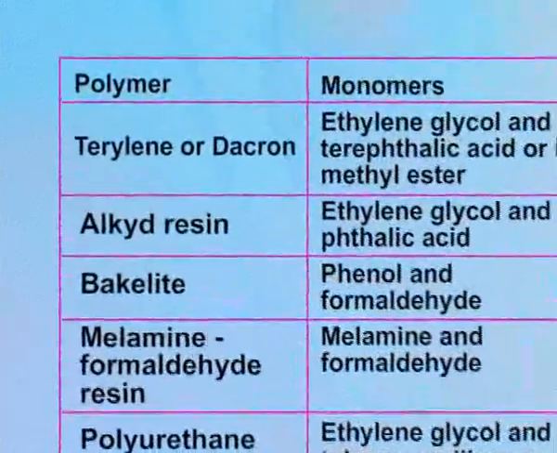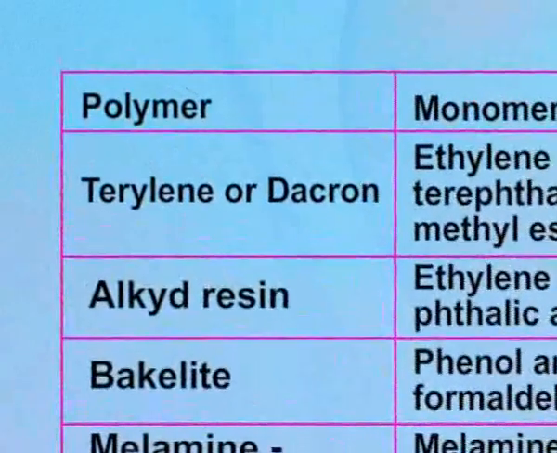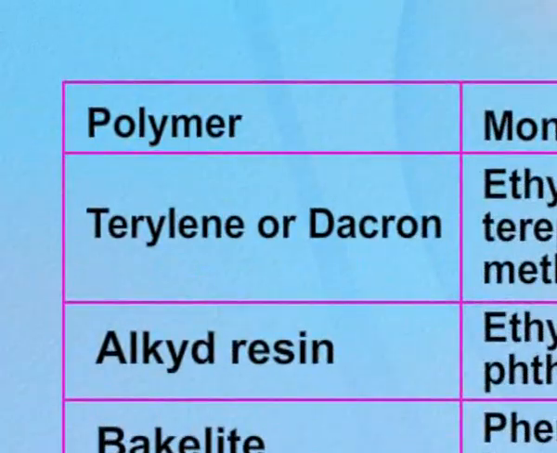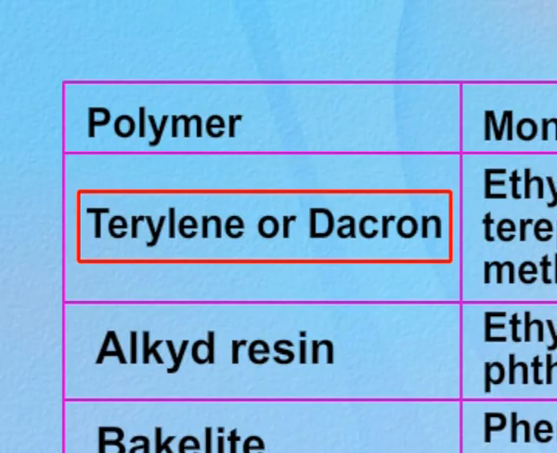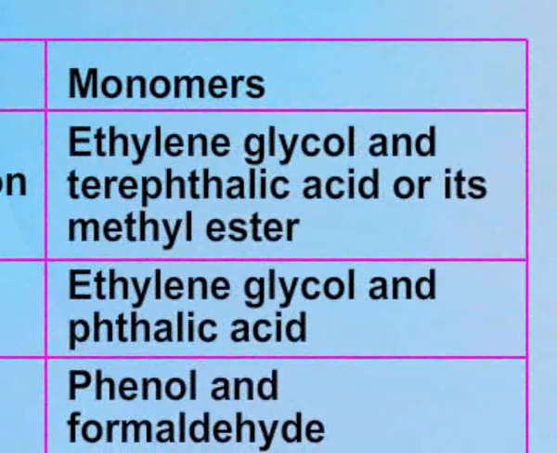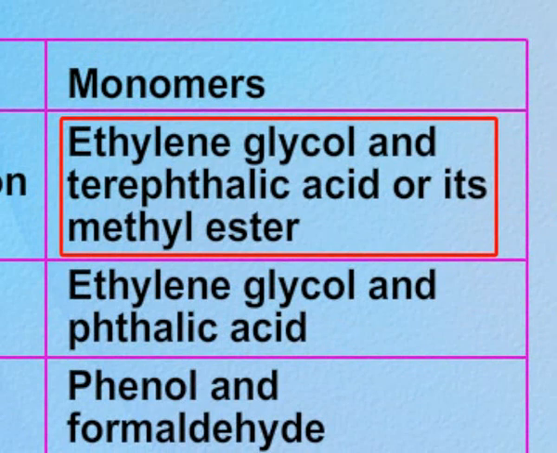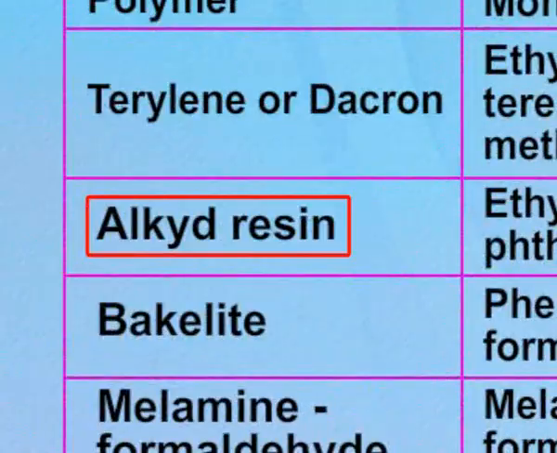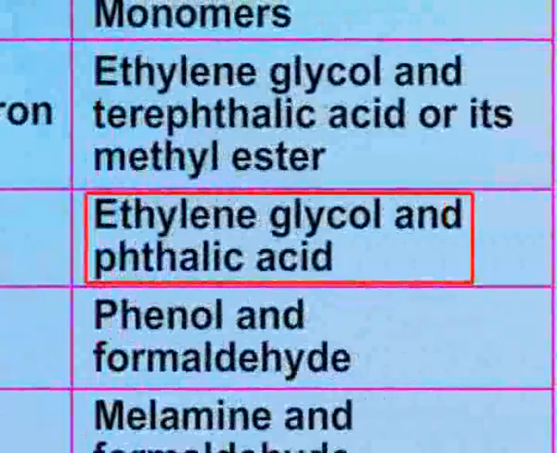Like addition polymers, condensation polymers can be either condensation copolymers or condensation homopolymers. The polymer nylon 6,6 discussed a little while ago was a condensation copolymer. Have a look at some other examples of condensation copolymers on the screen. As you are seeing, Terylene or Dacron is a polymer which is formed from ethylene glycol and terephthalic acid or its methyl ester. Alkyd resin is formed from ethylene glycol and phthalic acid.